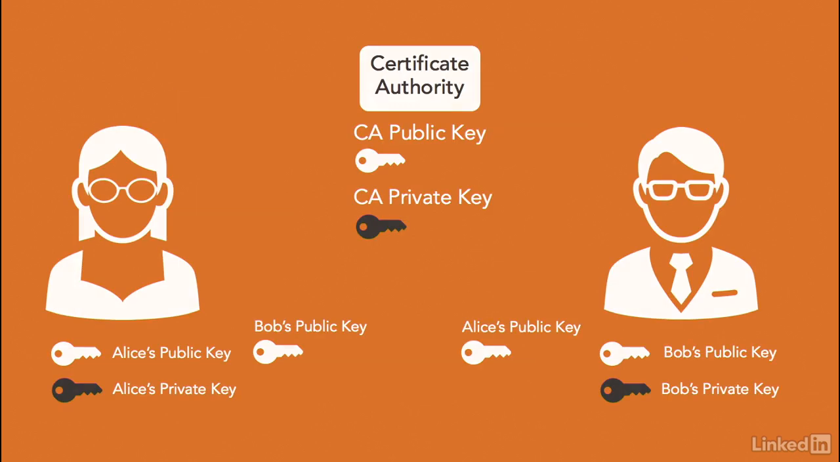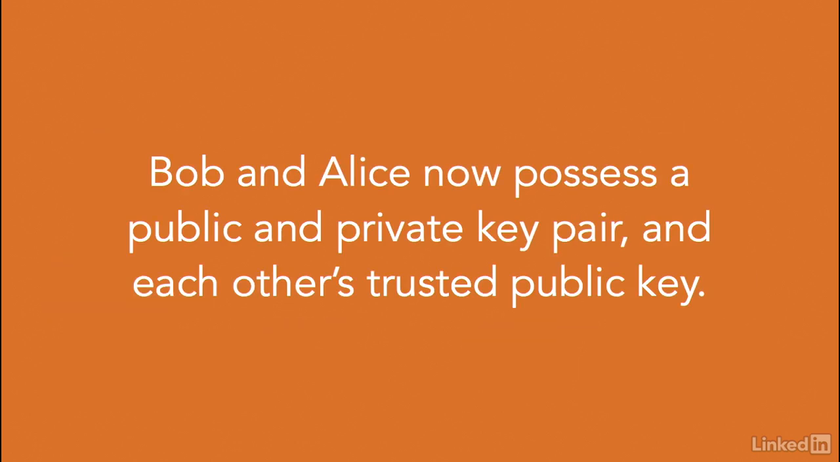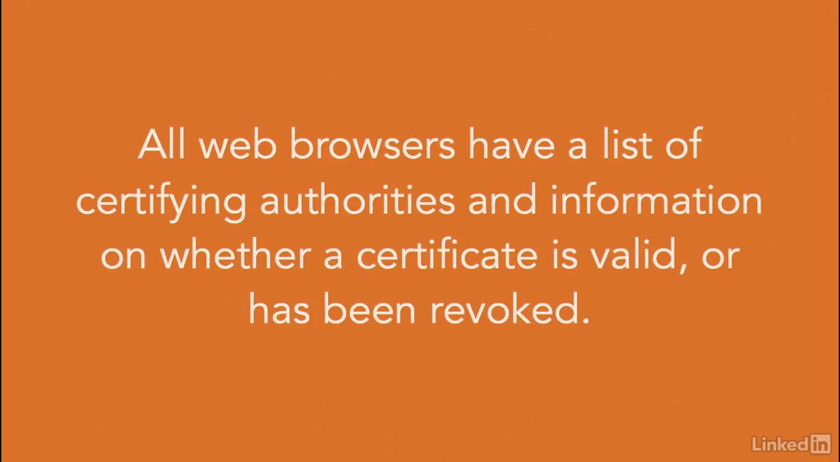Alice now extracts Bob's public key, and Bob extracts Alice's public key. Bob and Alice now possess a public and private key pair, and each other's trusted public key, and now they can securely exchange information. All web browsers have a list of certifying authorities and information on whether a certificate is valid or has been revoked.